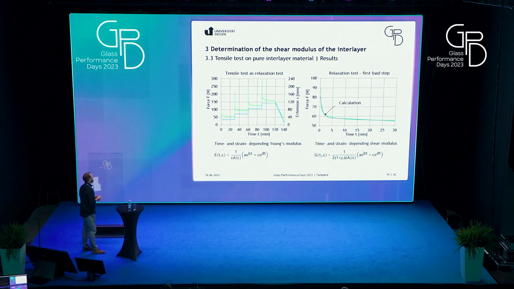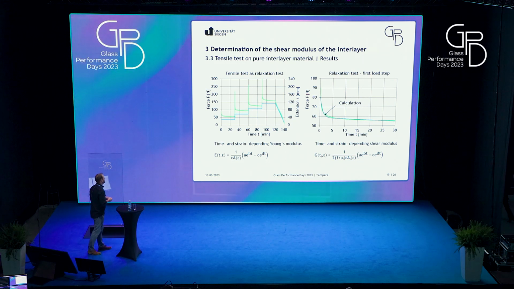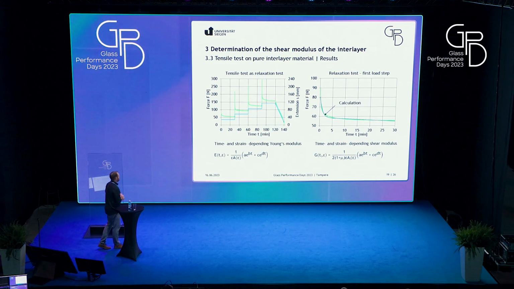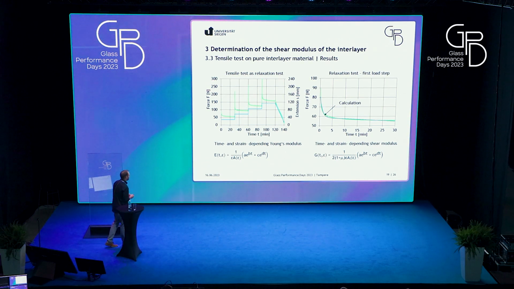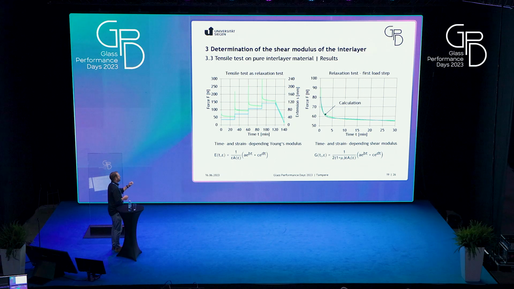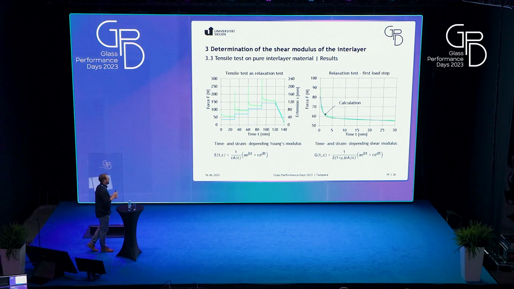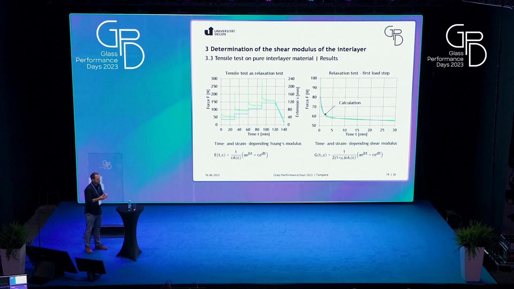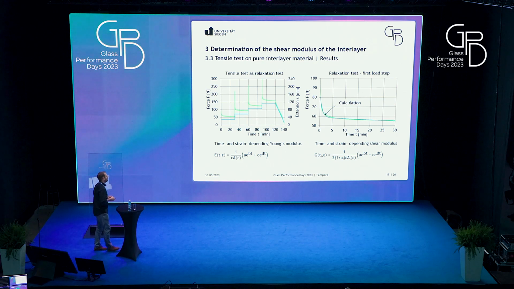In the next step, we tested the pure interlayer material in relaxation tests that can be modeled by a simple exponential function with 4 parameters, A, B, C, and D. Where we zoom out the first step, we have the values on the right, and with these values you can also calculate the shear modulus using the cross-section area of the test specimen. This is detected by the DIC system, and also the Poisson's ratio.